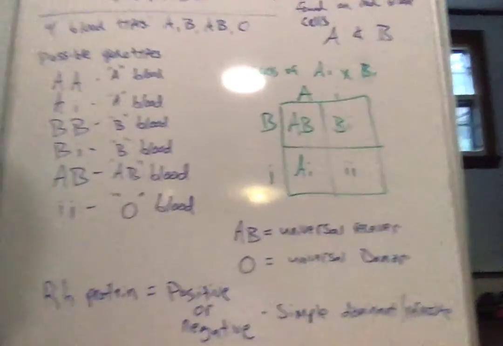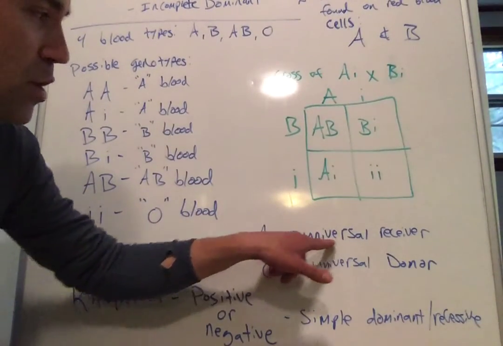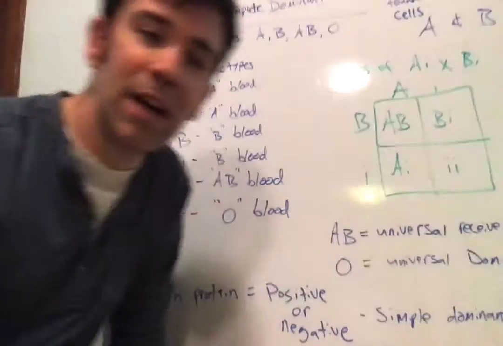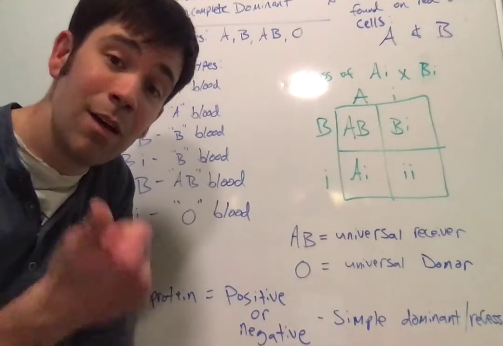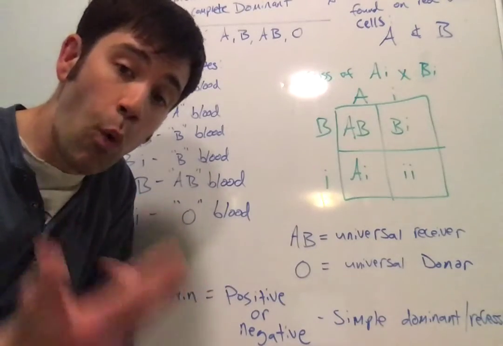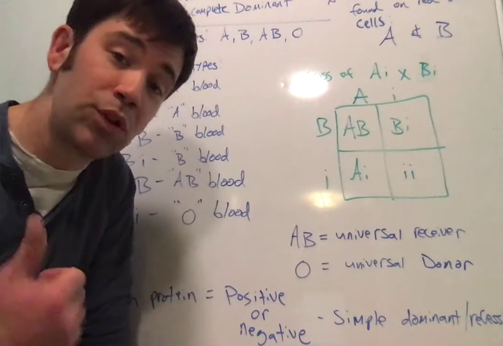So you might have seen this before. AB blood type is usually referred to as the universal receiver. That's because AB blood can take donations from A, B, AB, or O blood. O is considered the universal donor.